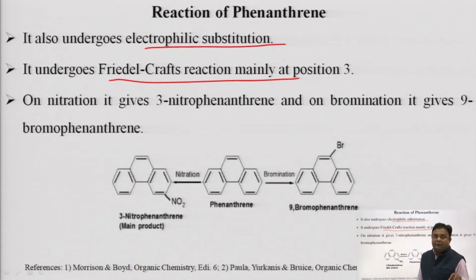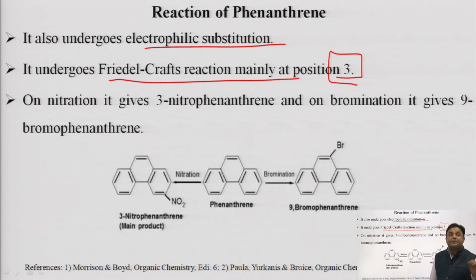Previously I said that the 9 and 10 positions are the most active positions for electrophilic substitution in phenanthrene. But when phenanthrene undergoes Friedel-Crafts reaction, substitution will always take place at the third position. It should always be taken care of. On nitration it gives 3-nitrophenanthrene and on bromination it gives 9-bromophenanthrene. You can remember this by noting that only halogenation in electrophilic substitution takes place at the 9 position, while others like Friedel-Crafts reaction and nitration take place at the third position.